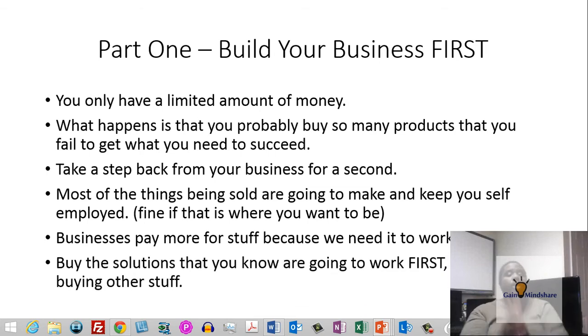Now, you want to be buying solutions that you know are going to work, and then start buying the other stuff. And this is really key in understanding whether or not the purchase you're about to make is really going to impact your business. Are you buying something that is a solution that's going to make your factory work in order to turn that PLR into cash, or are you buying something just because it's on sale?